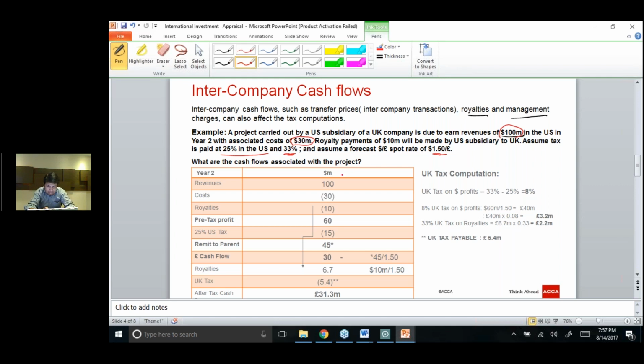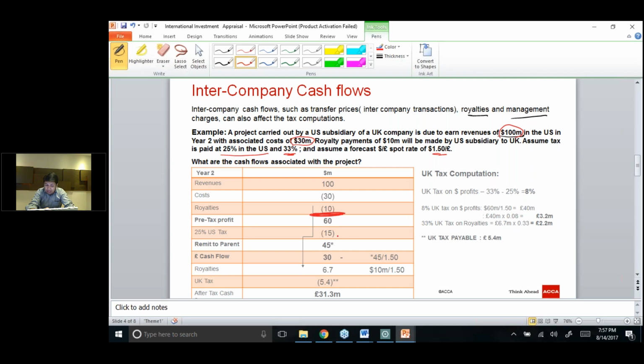So let's learn the answer with this computation. Revenue is 100 million, cost is 30 million, and royalty is 10 million, so the pre-tax profit is equal to 60 million. The USA company is paying 25% tax on it, which is equal to 15 million.